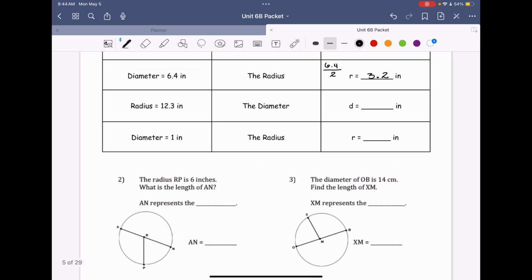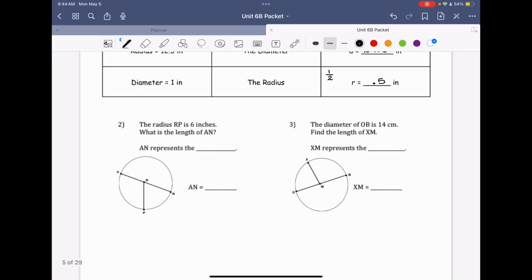If my radius is 12.3 inches and I need the diameter, I'm going to multiply that by 2. So 12.3 multiplied by 2 is just going to give me 24.6. And if my diameter is only 1 inch, I'm going to divide by 2. 1 divided by 2 is 1/2. I'm going to write it as a decimal, 0.5.